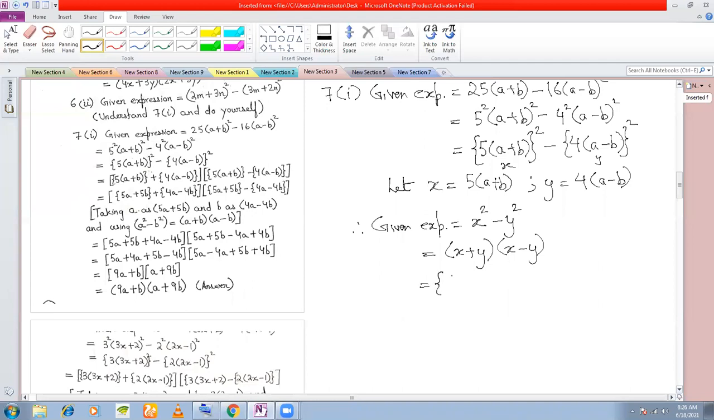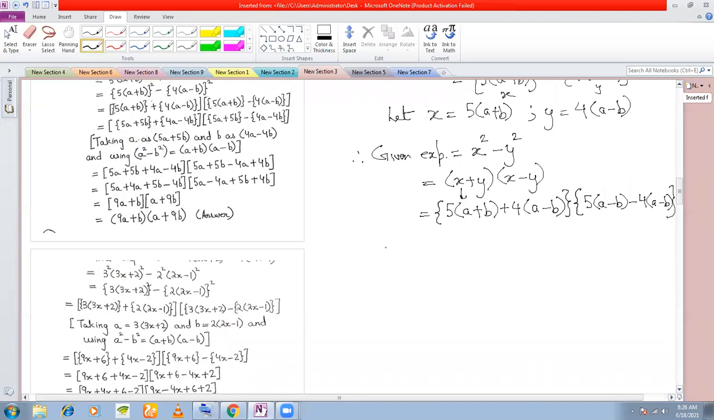Now x here is, put the value back, 5 times a plus b. This is the value of x. What is the value of y here? 4 a minus b. For x minus y, again, you have 5 times a minus b minus 4 a minus b. Now you simplify within the curly bracket.